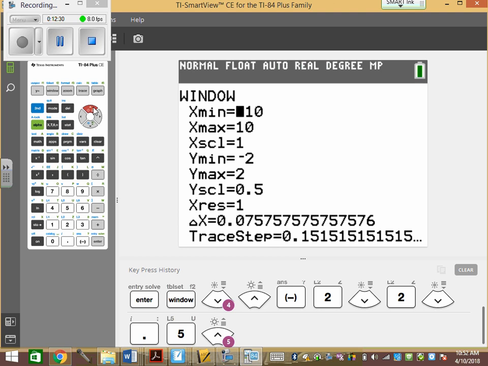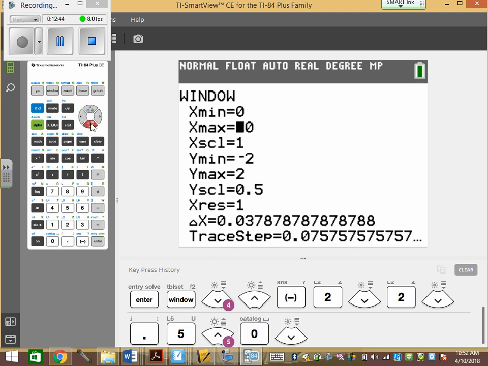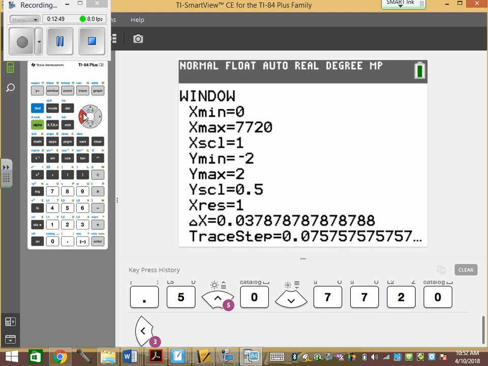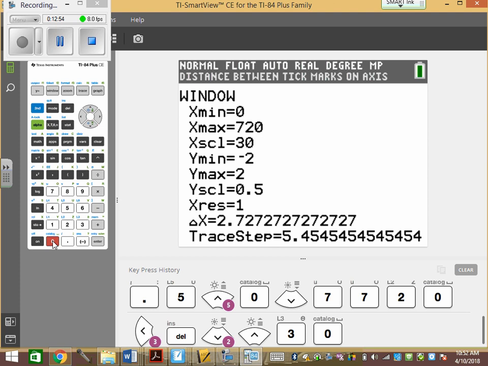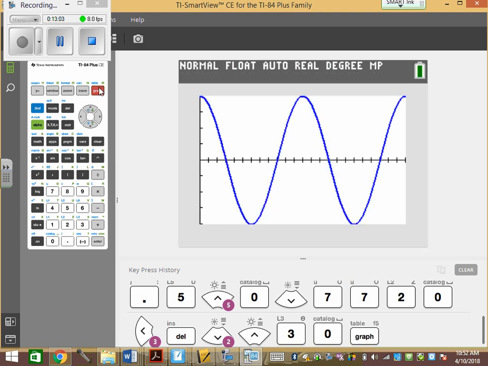Now, if I want to see one curve of the graph, I need to at least have the period of the graph, right? What was the period of this graph? 360, right? Because we're doing degrees. So I'm going to put in 0, and I'm going to put in 720, because I like seeing at least 2 cycles. And I'm going to make the ticks go up by 30s. It's a lot easier to set your window if we're in degrees, so that's why I'm starting with degrees and will go to radians as we go along. Press graph. And there I have my curve.